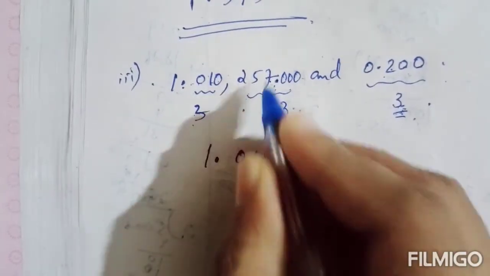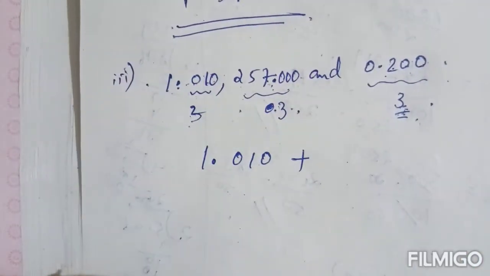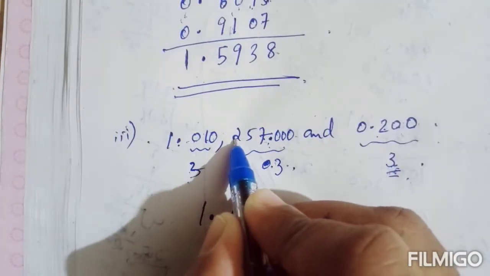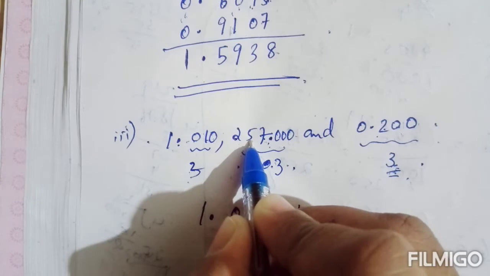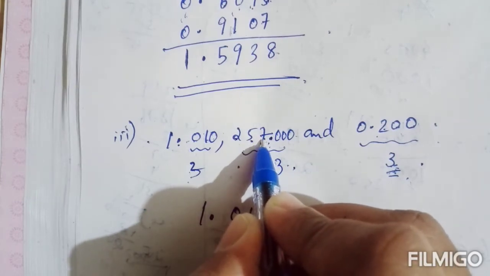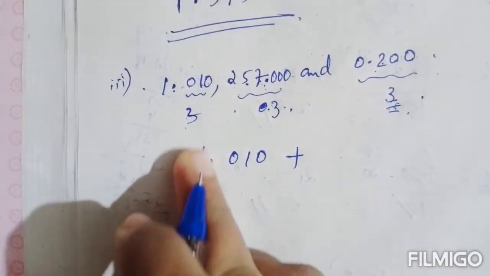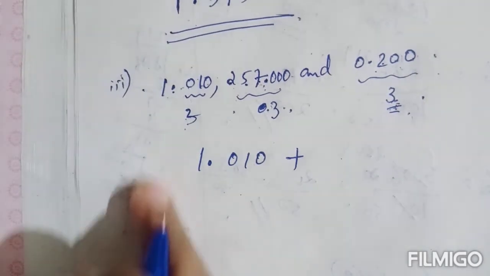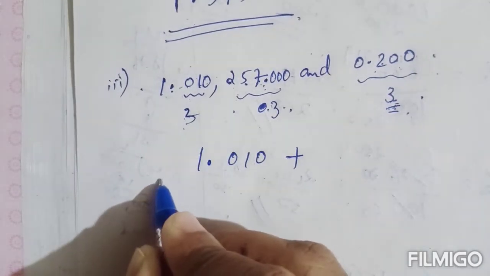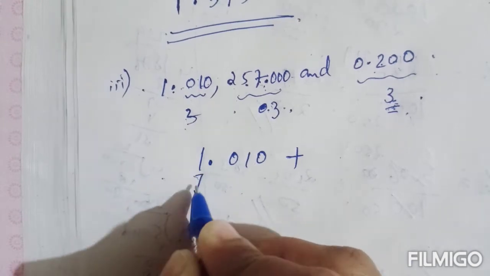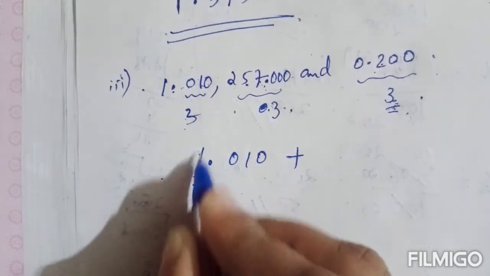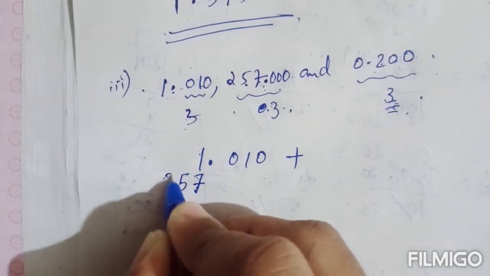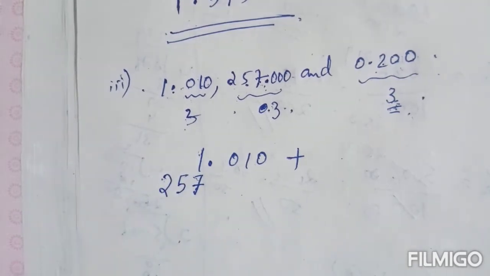1.010 plus 257. Here you have to note one thing. 2 is in the hundreds place, 5 is in the tens place and 7 is in the ones place. So while writing, the ones place should come in the same column, then the tens place, then the hundreds place. All should come in the same column. In 257, 7 will come here below 1, the ones place digit. 5 will be here and 2 will be here.